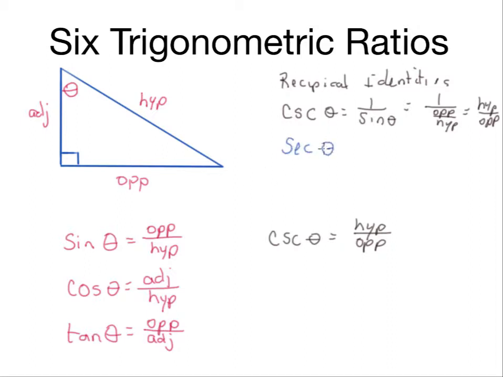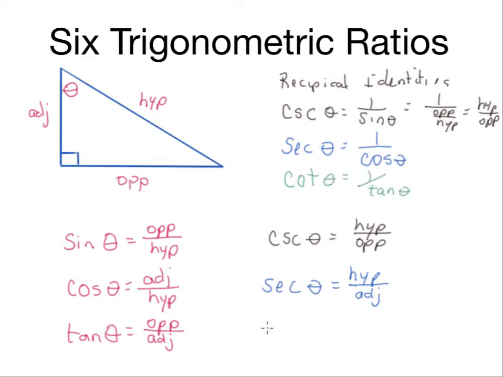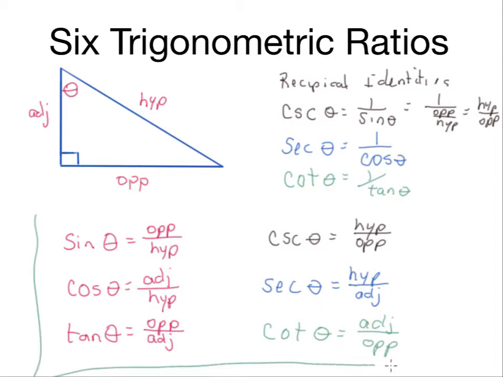We do the same thing when we find our secant of theta, which is defined by 1 over cosine of theta. So secant of theta would be equal to hypotenuse divided by adjacent. Cotangent of theta is defined by 1 over tangent of theta. Or in terms of side opposite, adjacent, hypotenuse, cotangent of theta is equal to adjacent side divided by the opposite side. These are the 6 trigonometric ratios you must memorize.